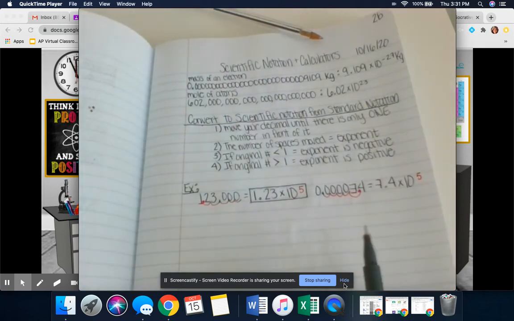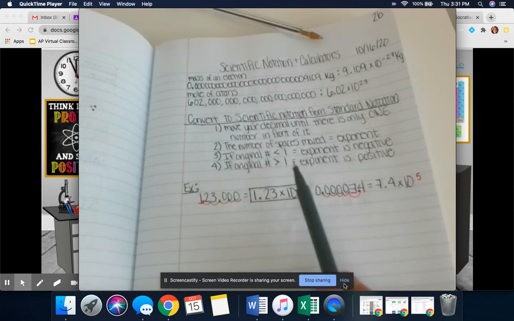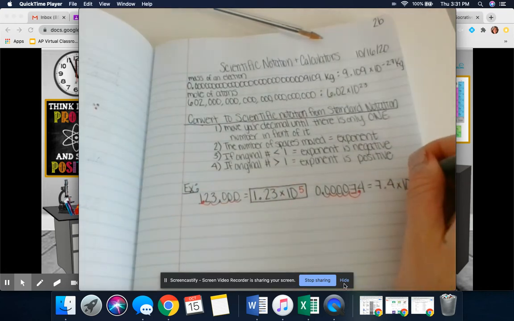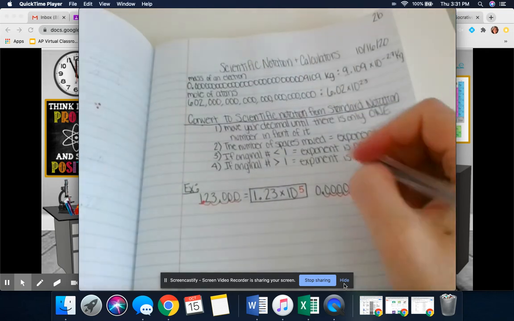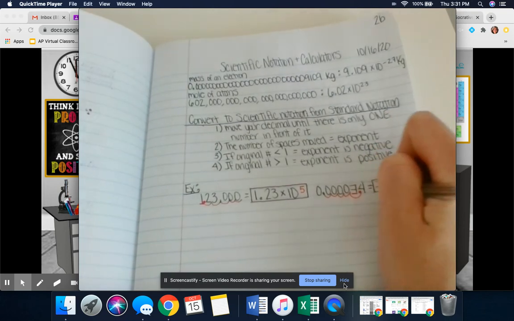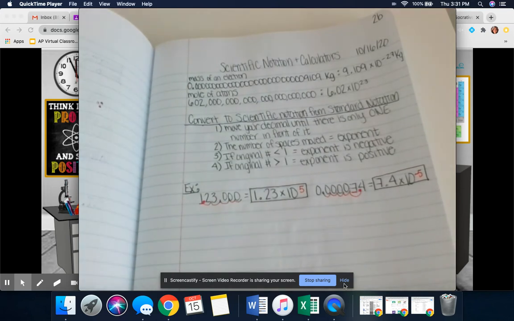But this time, however, the number that we started off with was 0.000074. So I know that that number is actually a lot smaller than 1. So that means we're going to have a negative exponent. So we're going to say negative 5th power for this one. Okay, so hopefully you can see the difference there. You should have seen that from your example problems up here as well.